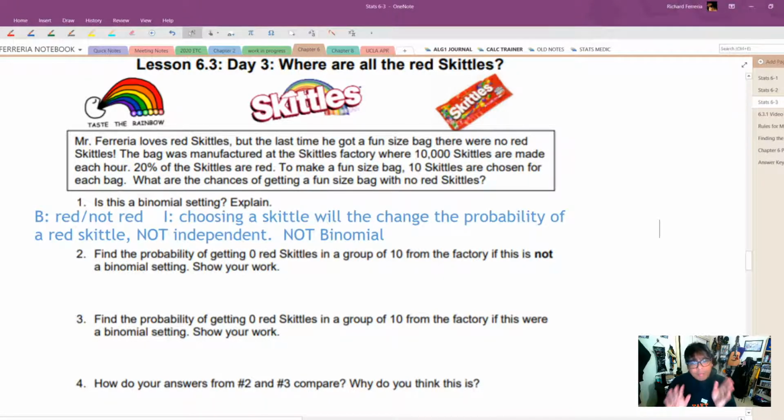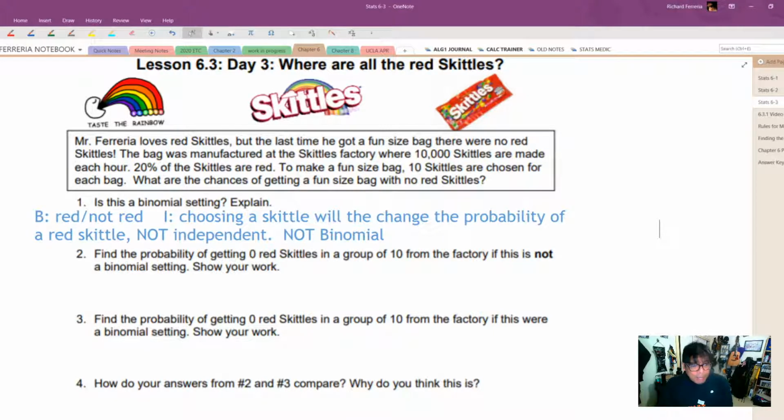Going down the list of bins, we can see that this is a binary setting for sure. Either you get a red Skittle or you don't get a red Skittle. But as far as independence goes, choosing one Skittle is going to change the probability that the next Skittle is going to be red. So, since past events influence future events, we have to say that this is not an independent setting. And if it's not independent, then this is not a binomial setting. So, whoa! You thought we were going to go with the binomial setting, but it's not binomial.